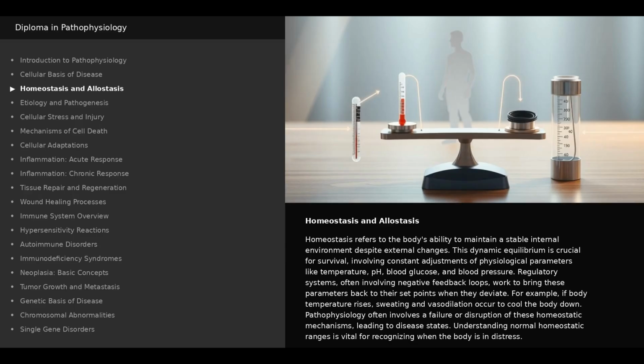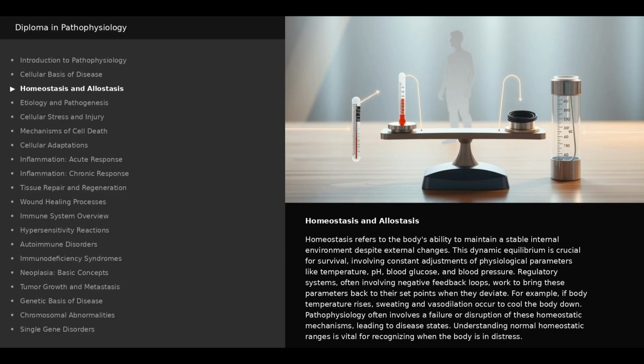Homeostasis and allostasis. Homeostasis refers to the body's ability to maintain a stable internal environment despite external changes. This dynamic equilibrium is crucial for survival, involving constant adjustments of physiological parameters like temperature, pH, blood glucose, and blood pressure. Regulatory systems, often involving negative feedback loops, work to bring these parameters back to their set points when they deviate. For example, if body temperature rises, sweating and vasodilation occur to cool the body down.